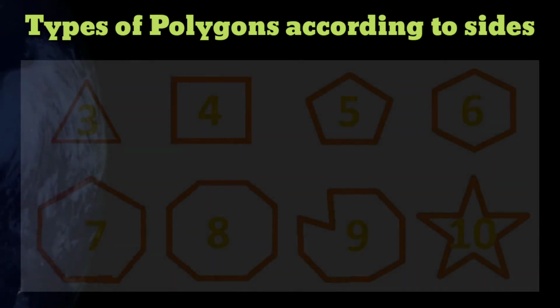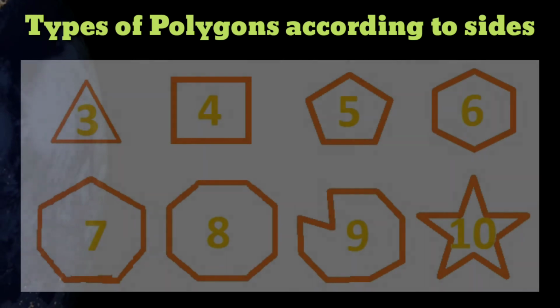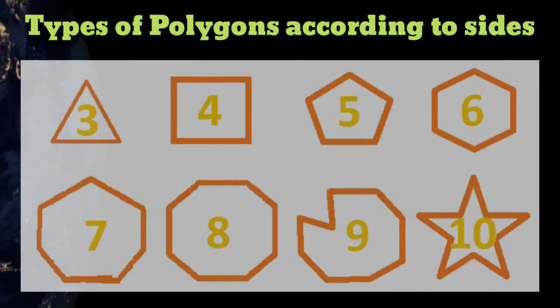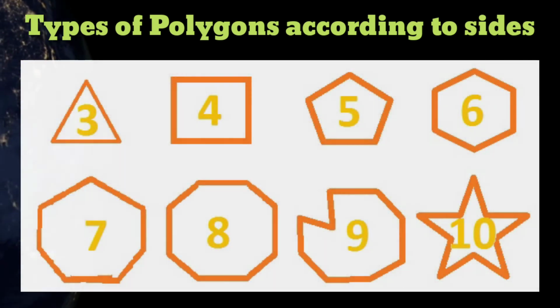A polygon made up of 3, 4, 5, 6, 7, 8, 9 and 10 sides is called a triangle, quadrilateral, pentagon, hexagon, heptagon, octagon, nonagon and decagon respectively.